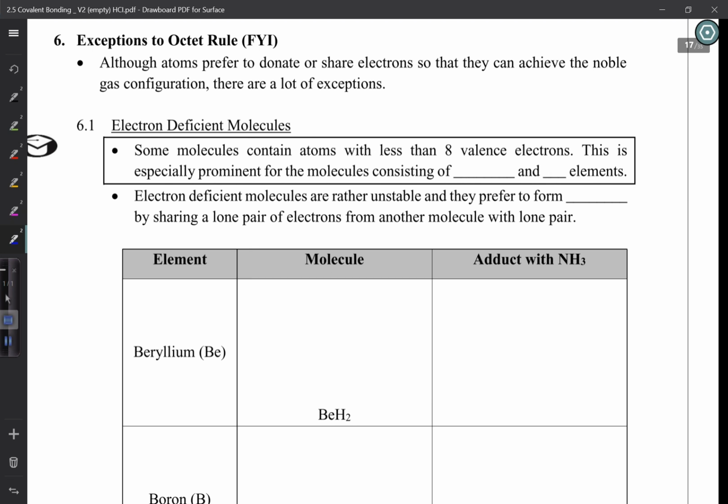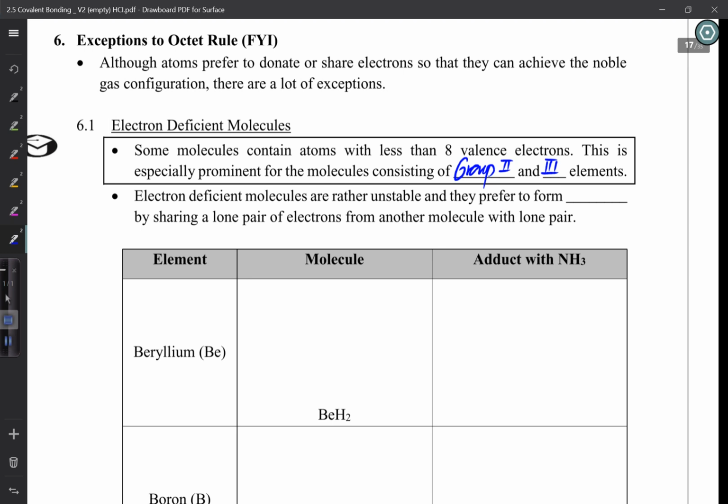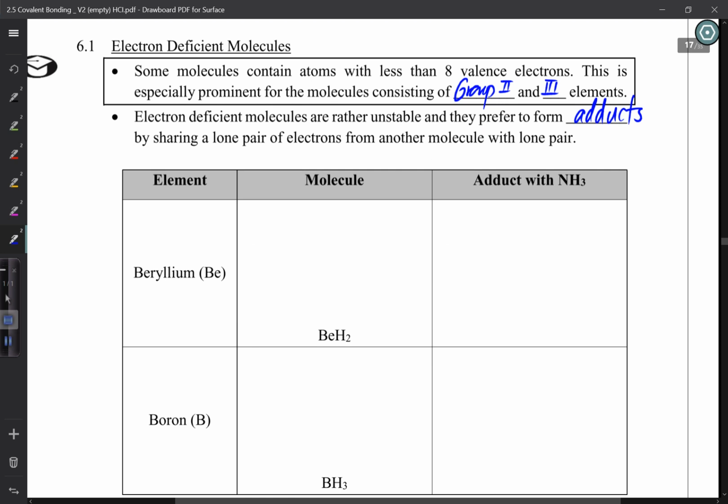Alright. So there are actually some exceptions to the octet rule. The first exception is what we call electron deficient molecules. Based on the name, we know that they are in need of electrons. Some molecules contain less than 8 valence electrons, and this is especially prominent for molecules consisting of group 2 and 3 elements, for example, beryllium, boron, etc. Electron deficient molecules are rather unstable and they prefer to form adducts. Not the duck, it's the adducts. We will see how they form adducts later on.